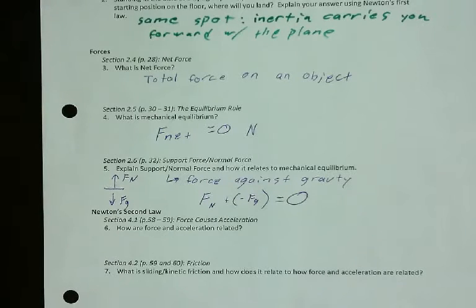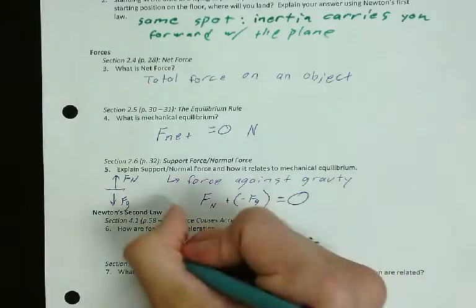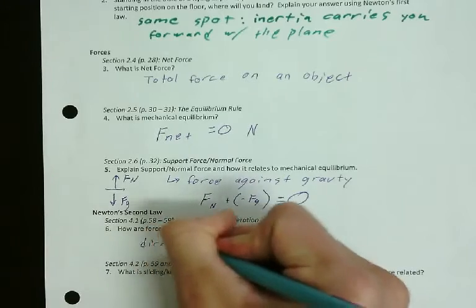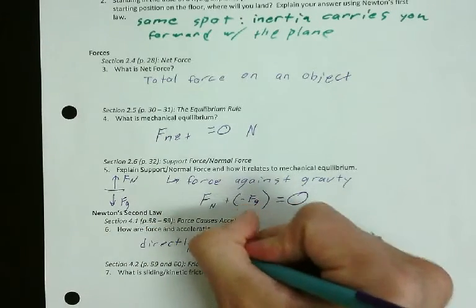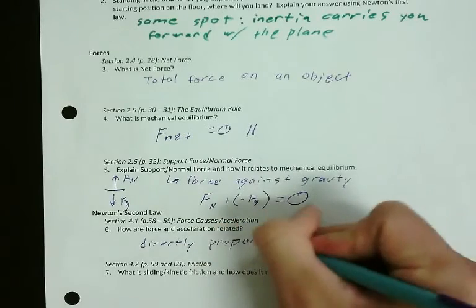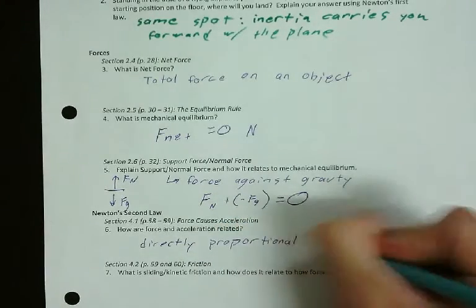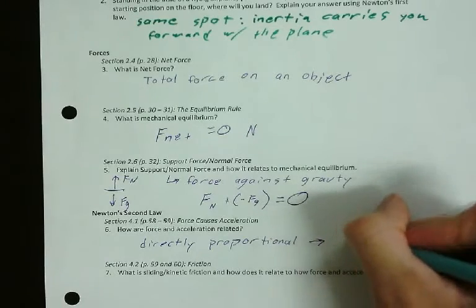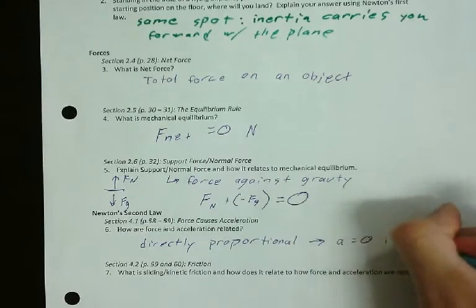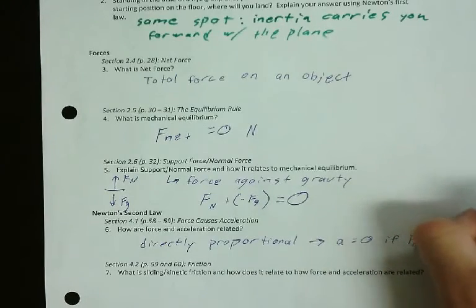All right. Number 6. Vaughn, what about number 6? What you got for that one? 7. Oh, you did 7? Okay. You guys did 7. Josh, you got that one? You got 6? You have to apply force to accelerate something. Good. How are force and acceleration related? They're directly proportional, which means if you increase one, you increase the other. And a good way I like to remember it is a equals 0 if F net equals 0.